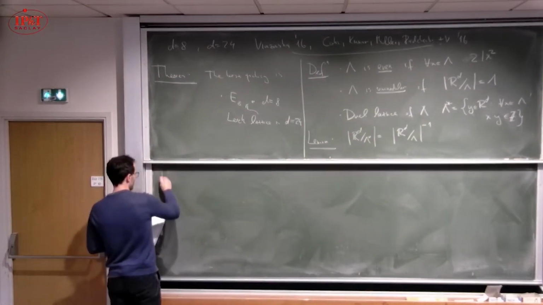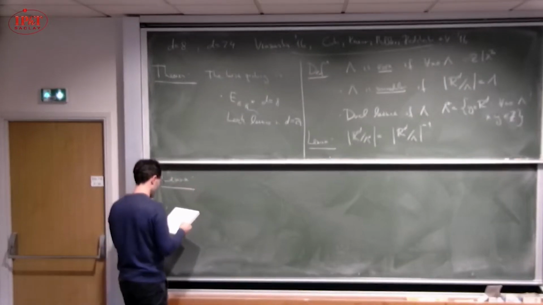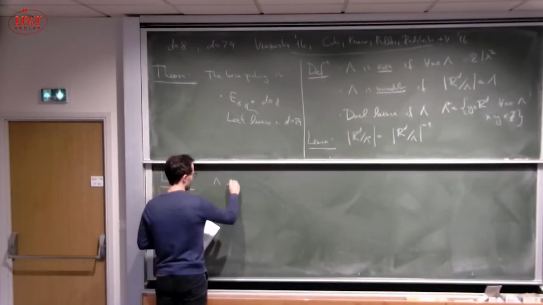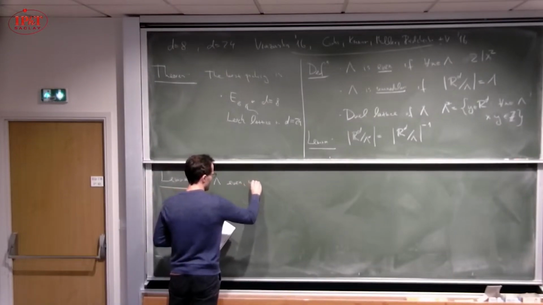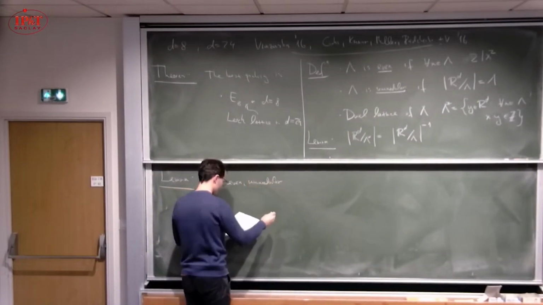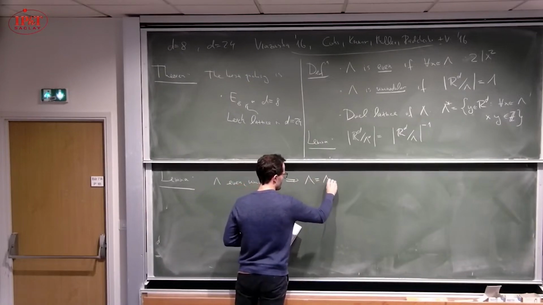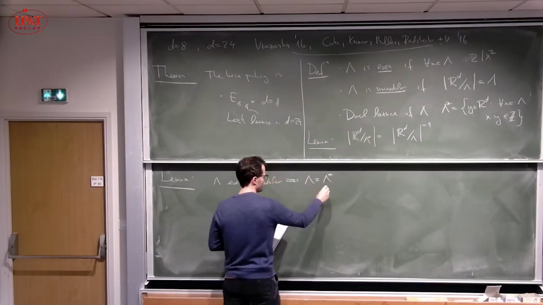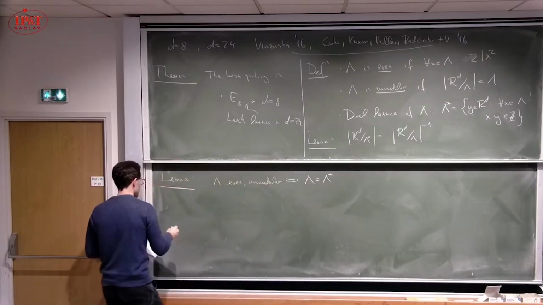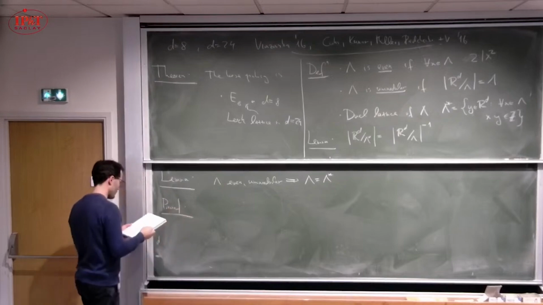Another small lemma is that if lambda is even and also unimodular, then actually it's self-dual. Self-dual means that the dual is itself. This I'm going to prove quickly, just to show you a simple proof.